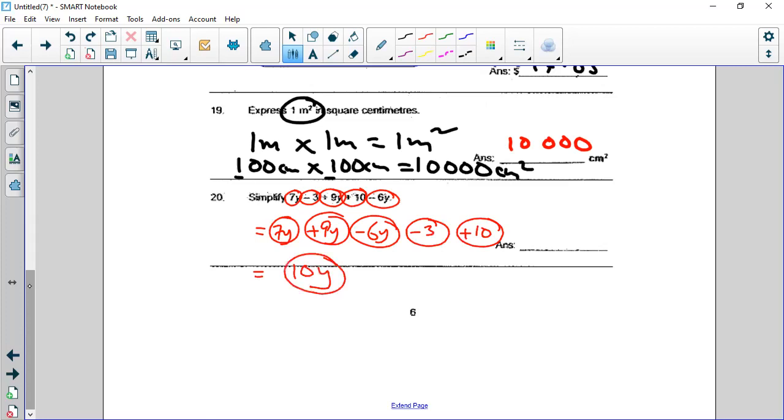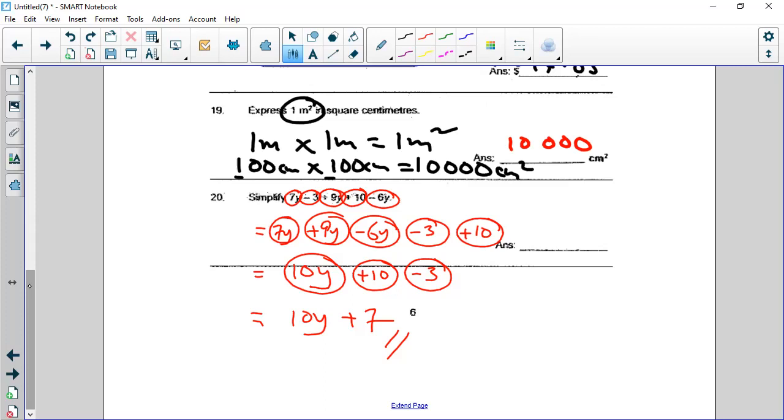Then how about the minus 3 plus 10? The minus 3 plus 10, you can rearrange them. You can put the plus 10 in front and then the minus 3 behind, and then you will get 10Y plus 7. Okay? So you circle the groups and then you rearrange them, and then you will find that it's a little easier to find the answer.